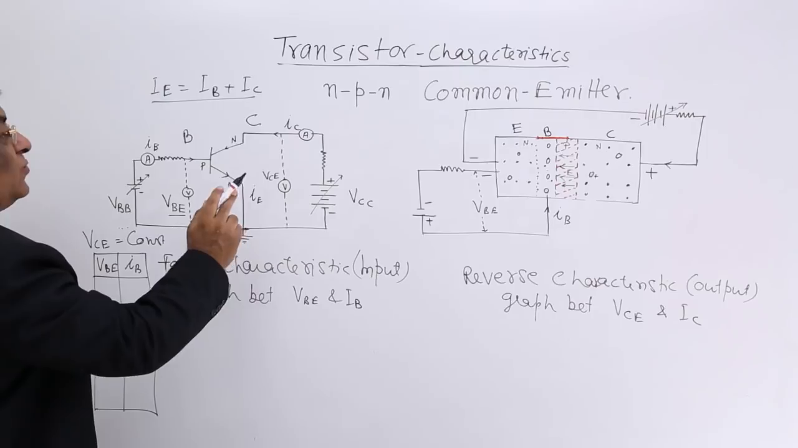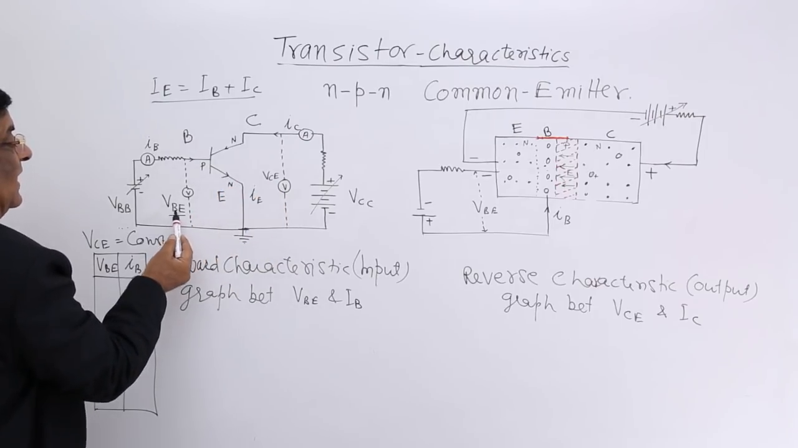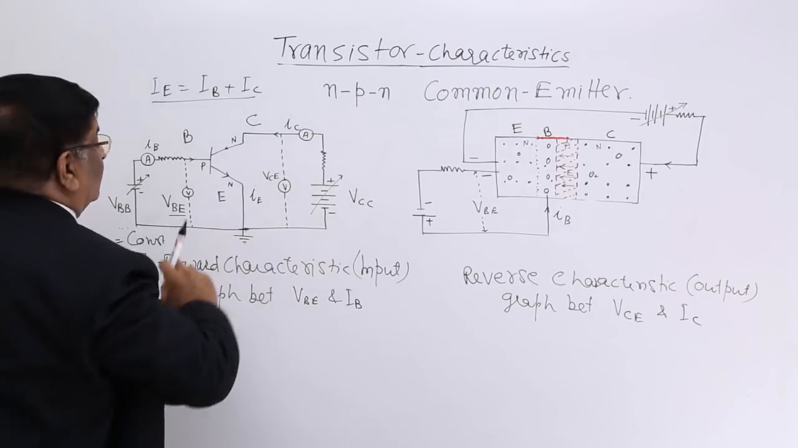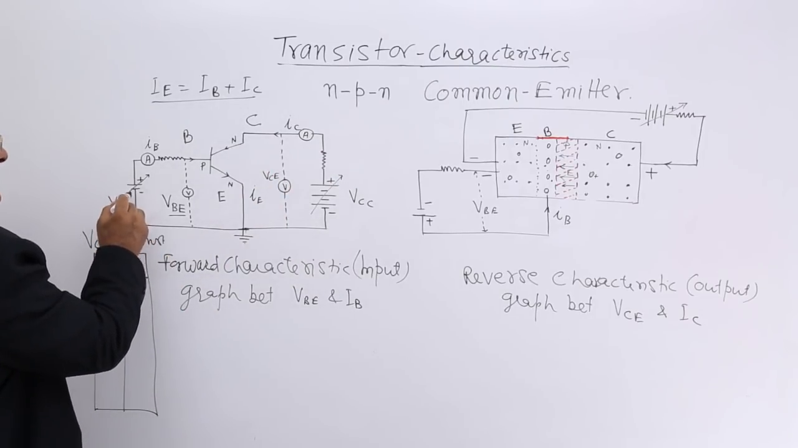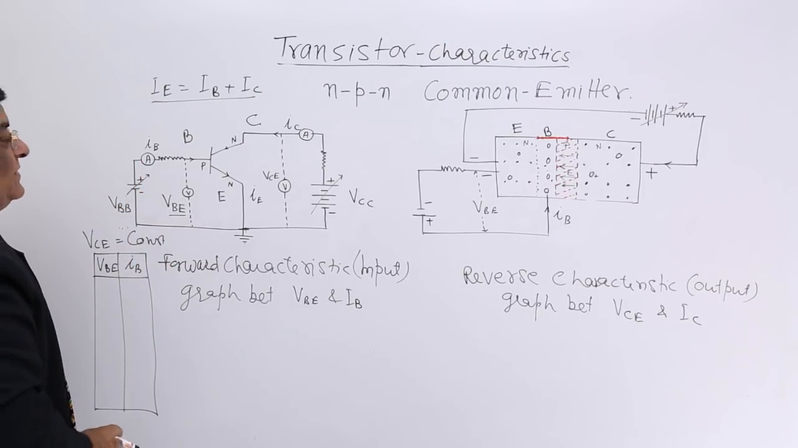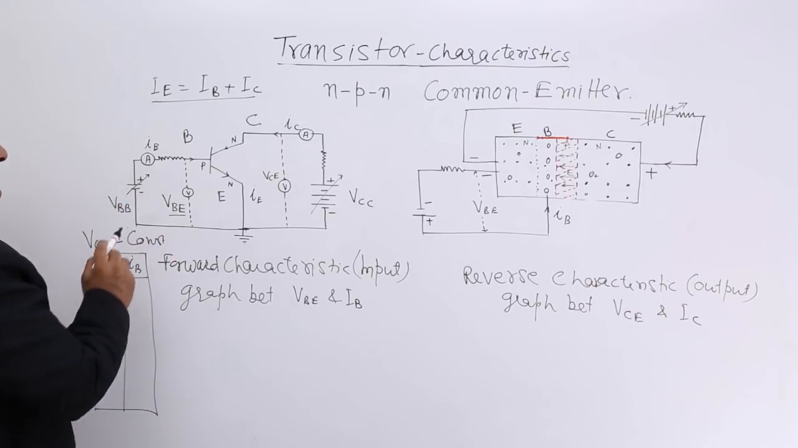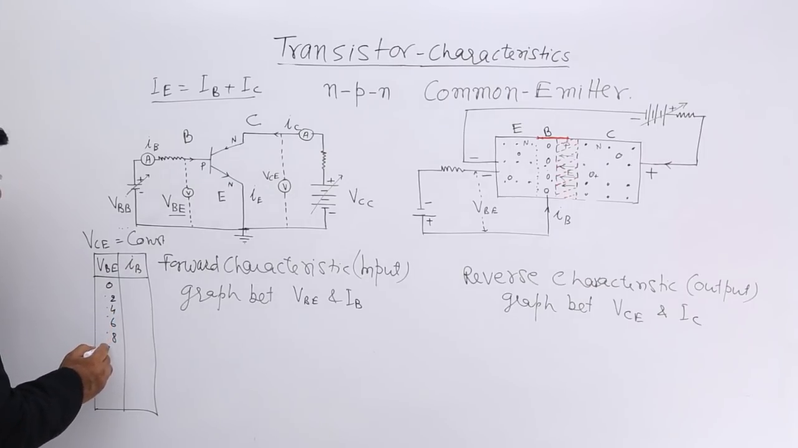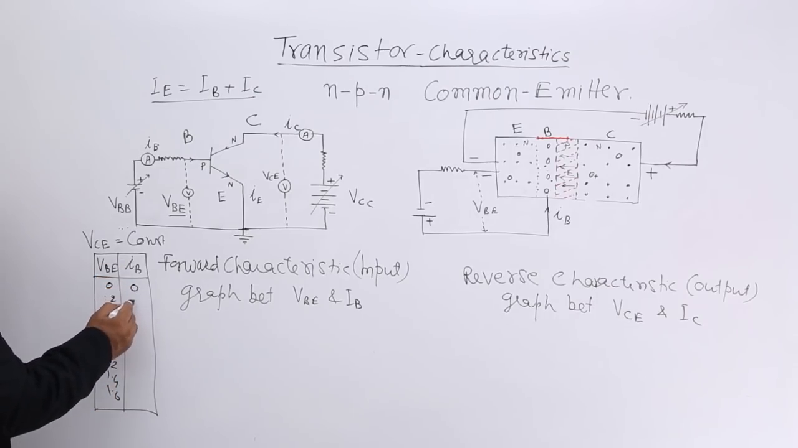If it changes, how can we change this VCE and VBE? Answer: by this. If we change this, VCE will change. If we change the rheostat fitted with this battery, VBE changes. So we start changing this VBE and accordingly we keep on writing. So VBE we start from 0, 0.2, 0.4, 0.6, 0.8, 1, then 1.2, 1.4, 1.6, like this, and accordingly we see the readings.